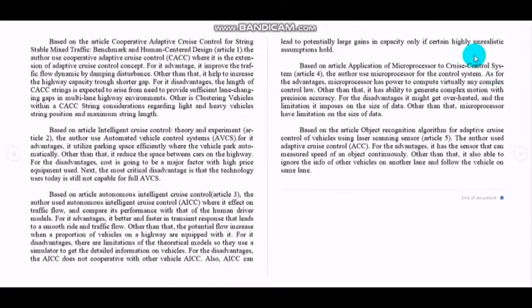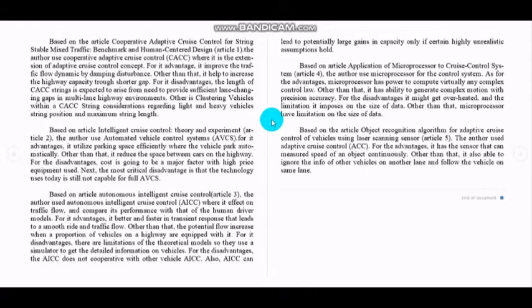Assalamualaikum. My name is Muhammad Afiq. I'm going to talk about the 10 articles that we researched. For the first article, the article is about cooperative adaptive cruise control for string stable mixed traffic, benchmark and human-centered design. The author uses cooperative adaptive cruise control, which is an upgraded version of the adaptive cruise control concept. Its advantage is that it improves traffic flow dynamics by damping disturbance. Other than that, it helps to increase highway capacity through shorter gaps.